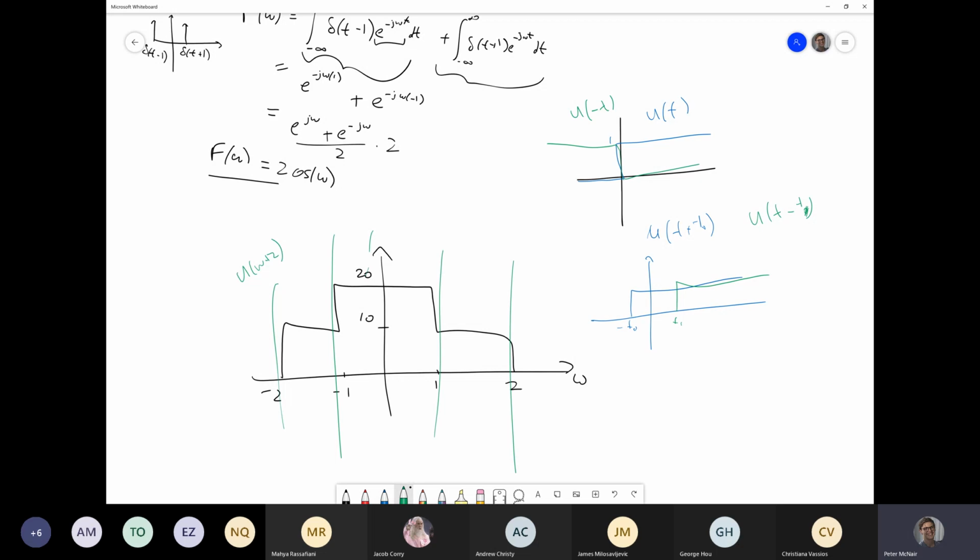Is minus u of t the same as u of minus t? No, I don't think so. Minus u of t would look like this.